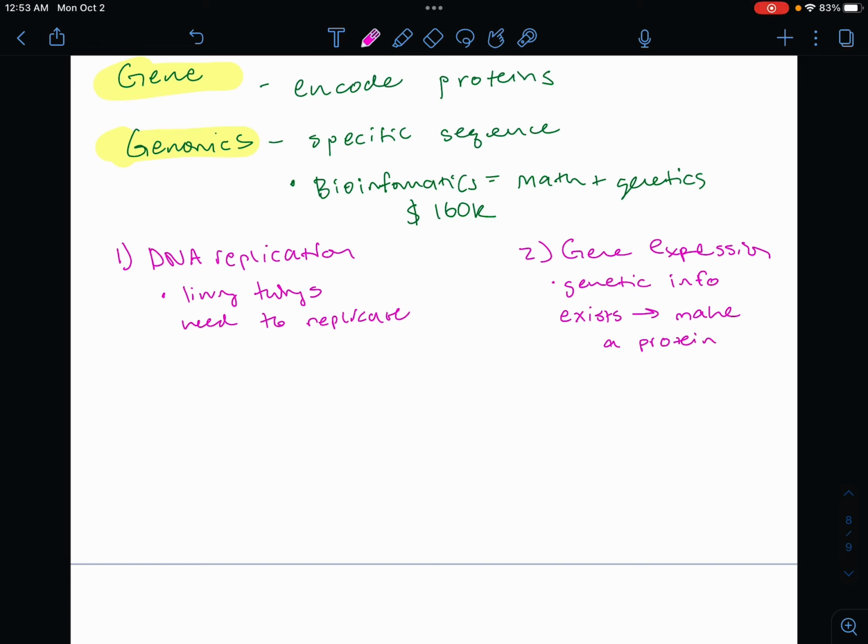So gene expression is the central dogma, basically, that it's taught. DNA is transcribed into RNA, which is translated into protein. It's, again, a language, a code within biological systems.